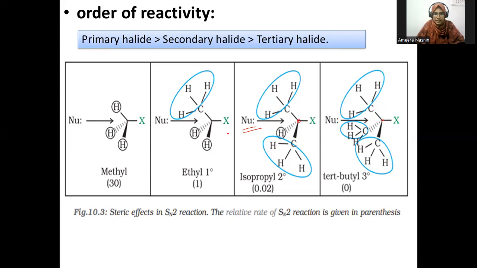Here the relative rate of the SN2 reaction is given in the parenthesis. Here the relative rate is 30. Here it is 1. And in the case of secondary, it's 0.02. And we can see that in the case of tertiary butyl, it's 0. See how much difference there is from methyl to tertiary butyl. The reaction is really, really hard. SN2 reaction cannot happen in the case of tertiary butyl halide.